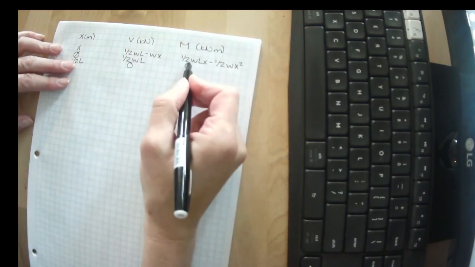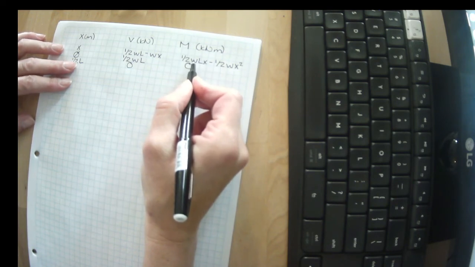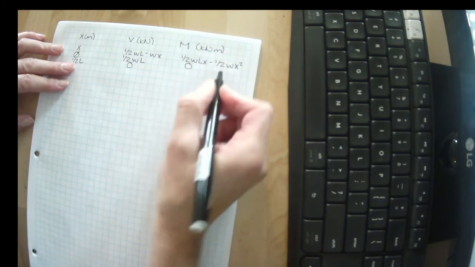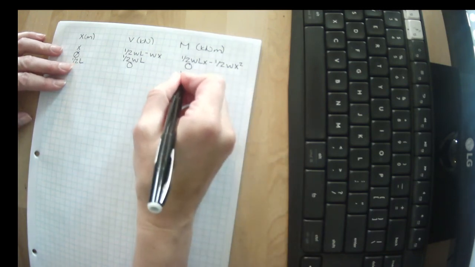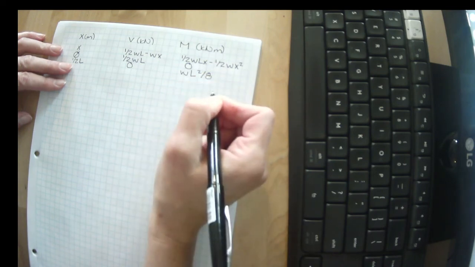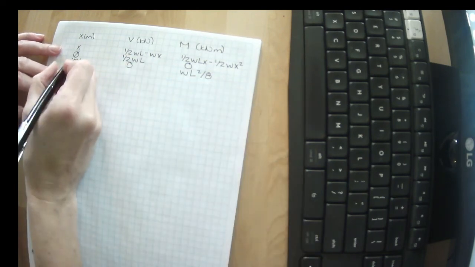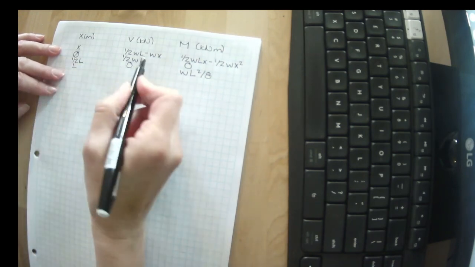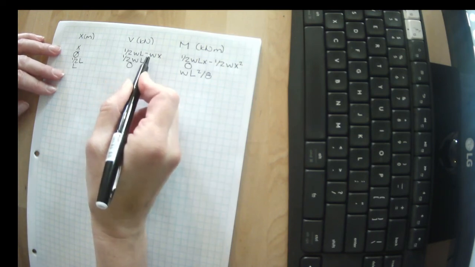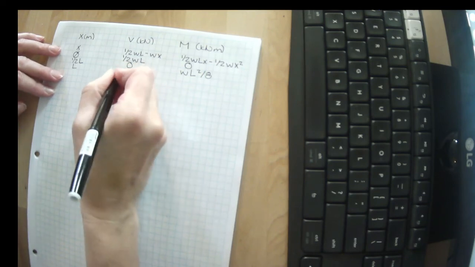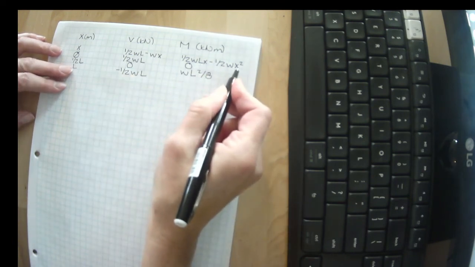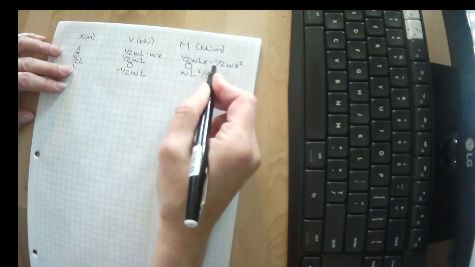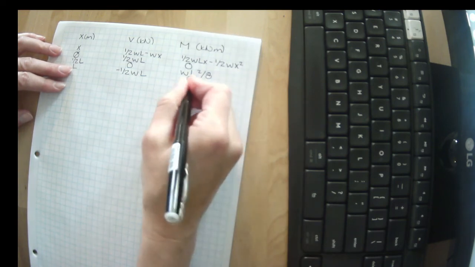Plugging 1/2 L in for X in 1/2 WLX, that would be 1/2 WL squared times 1/2, which is 1/4, minus 1/2 W times 1/2 squared times L squared. If we actually work that out, it's WL squared divided by 8. And if we plug L in here, we have 1/2 WL minus WL. We end up with minus 1/2 WL. And if we plug L in here and L in here, we have 1/2 WL squared minus 1/2 WL squared, or zero.